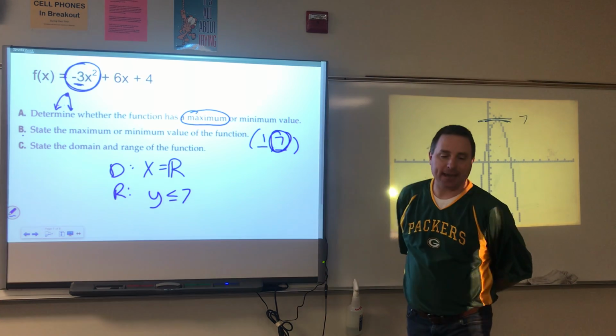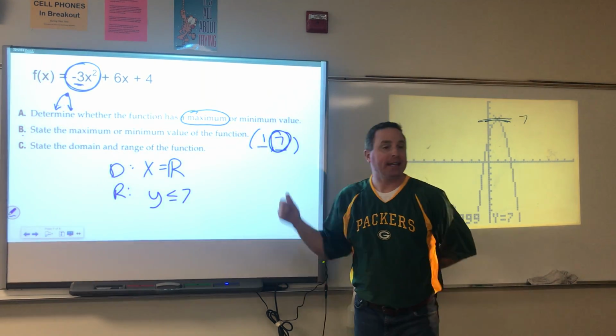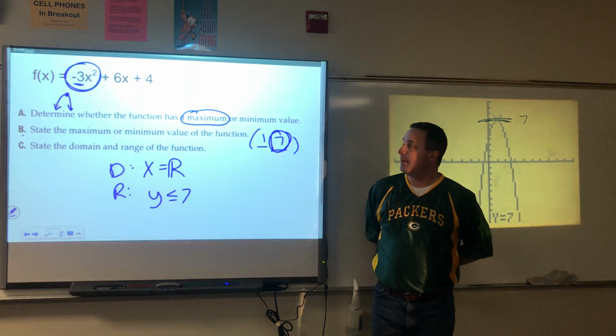That's kind of what we're looking at today. Just identifying the different parts of the graph, making a graph, and take a look at its max and mins.